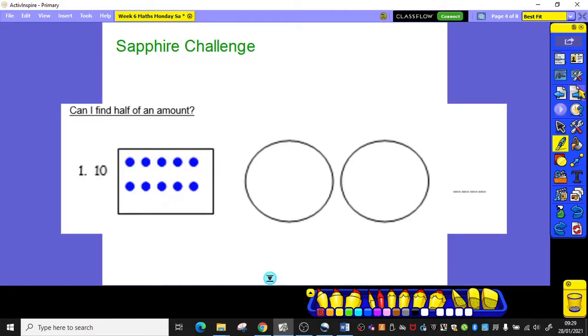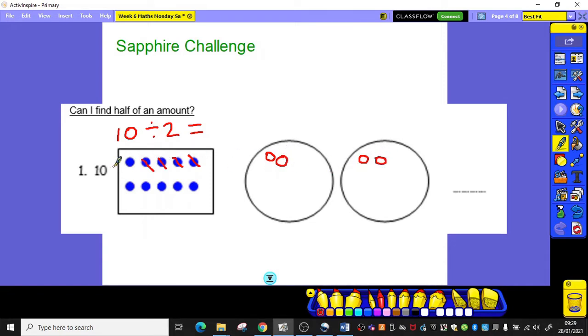So very quickly, just looking at the Sapphire challenge. I know a few of you found it a little bit tricky just finding halves of numbers. Hopefully quite a few of us can just work this out in our head. But essentially, a half is dividing by 2. So I'm saying 10 shared between 2, 10 divided by 2. I could actually share them into 2 circles. I could draw my own circles. And if I had 10, as I share them, I'd be crossing them off so that I've got no mistakes when I'm actually sharing equally.